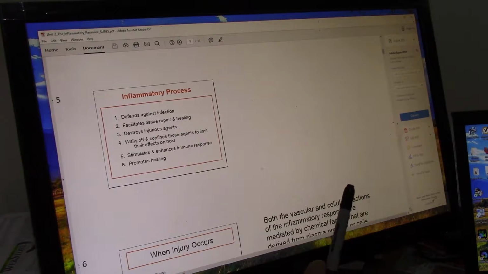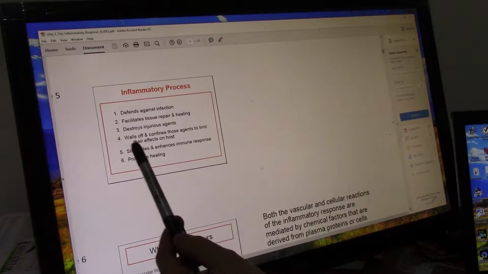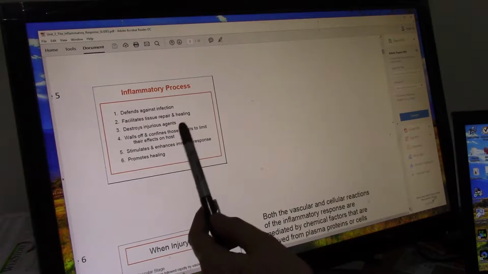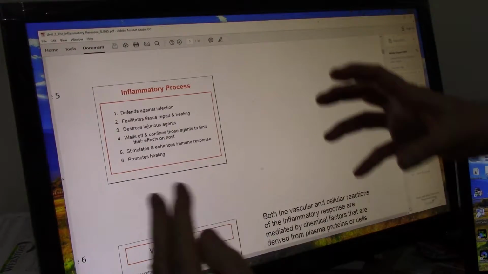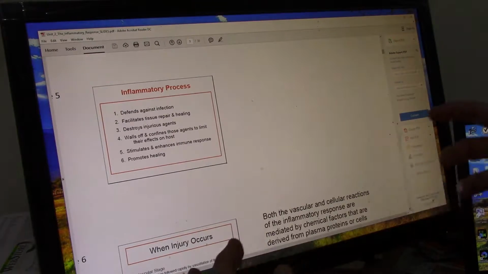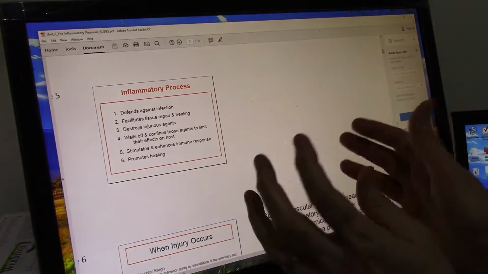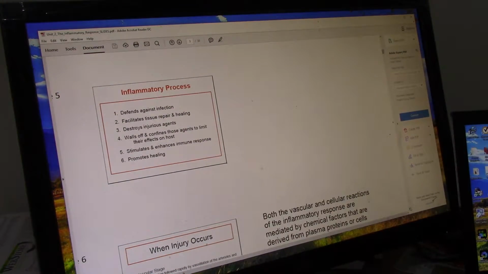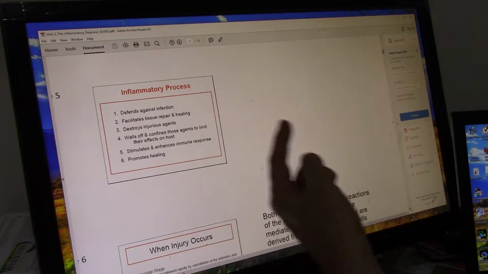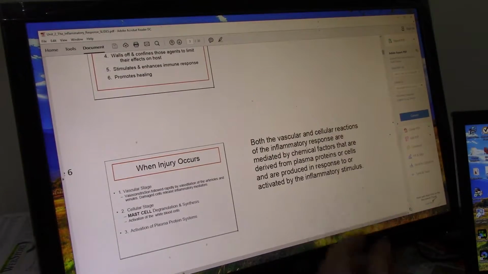The process. What does it do for us? It defends us against infection. It helps the tissues repair. It will destroy agents like bacteria and so forth. And it will also contain them. That's very important. The swelling and the influx of all these white blood cells, the neutrophils, the macrophages, they basically create a wall to limit the injury to the local area. And if need be, it can stimulate the immune system. And then ultimately it promotes healing through either primary or secondary intention, and we'll get into that in a moment.